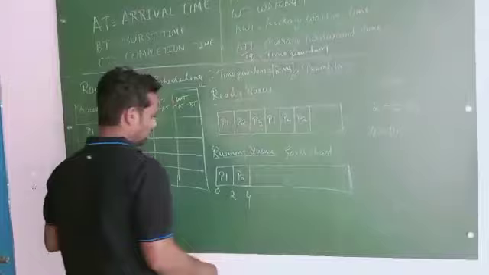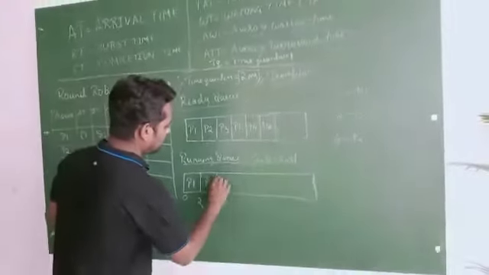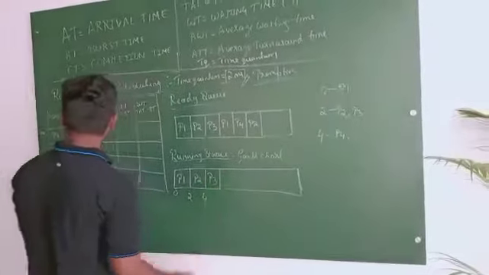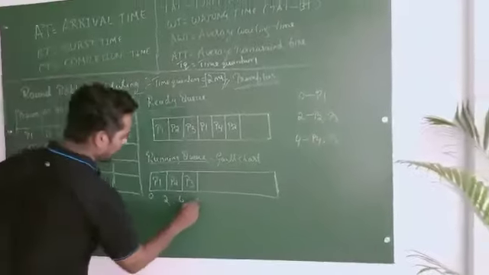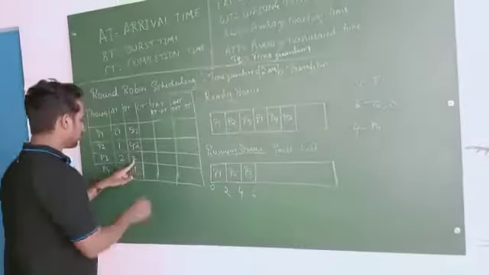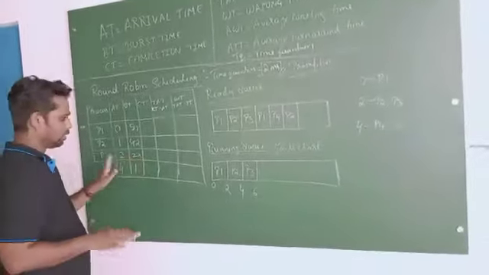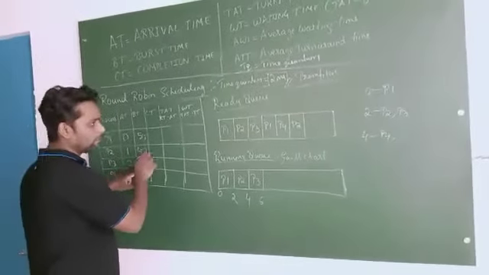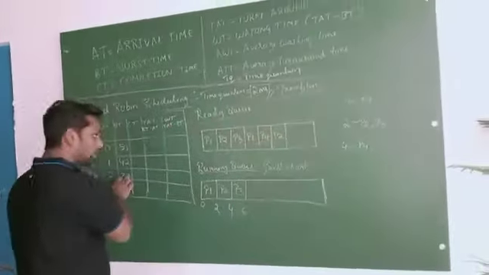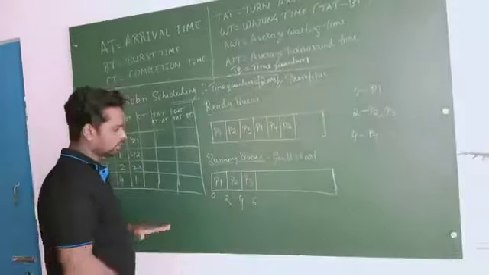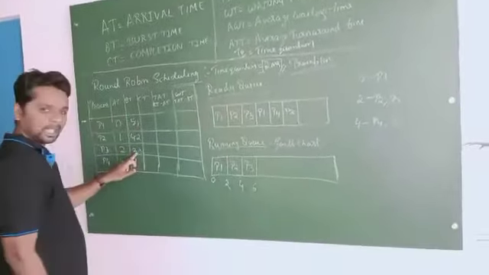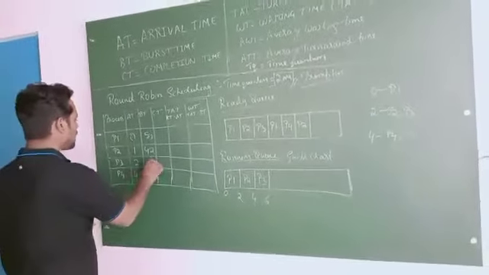Okay. No more process will come, so I'll just continue. Next process is which one here? P3. How many seconds? 2 seconds. If it executes 2 seconds, it is completed. If it is completed, I need not write it again. If it is not completed, I should write it in the ready queue. So P3 is done.